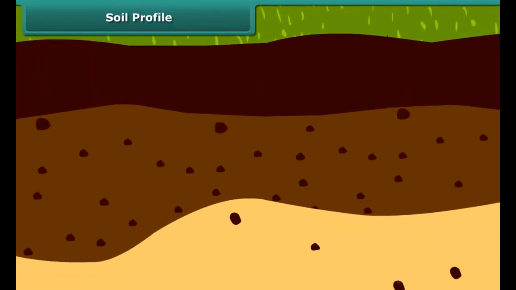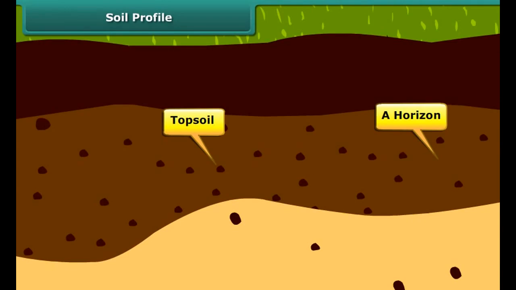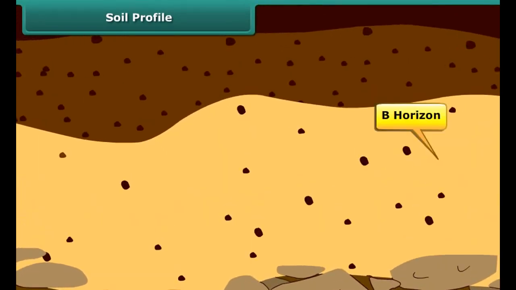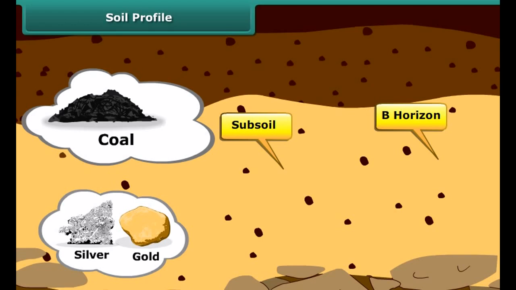The second layer is the A horizon. This is commonly known as topsoil. This layer has a high concentration of organic material called humus. Many living organisms live in the topsoil. The third layer is the B horizon. It is commonly known as subsoil. This layer contains more minerals but less humus.